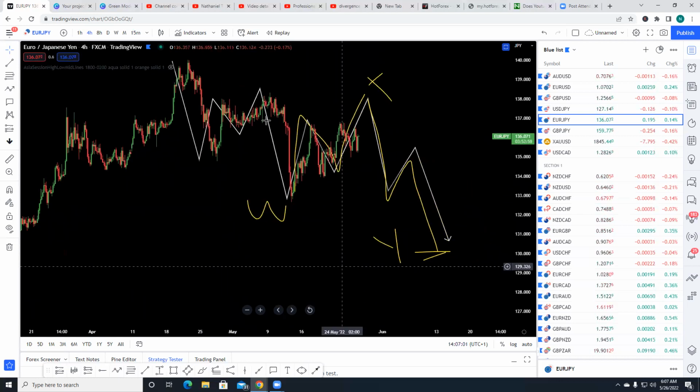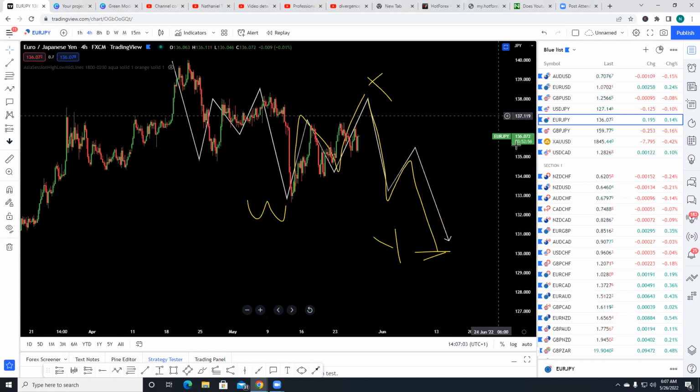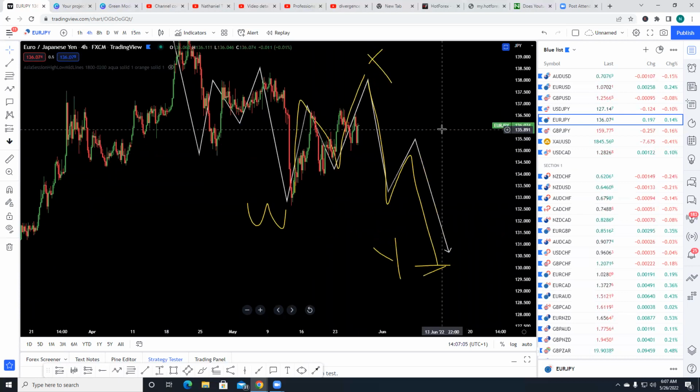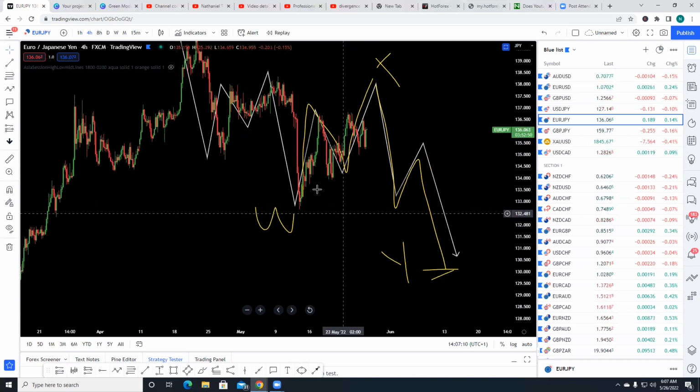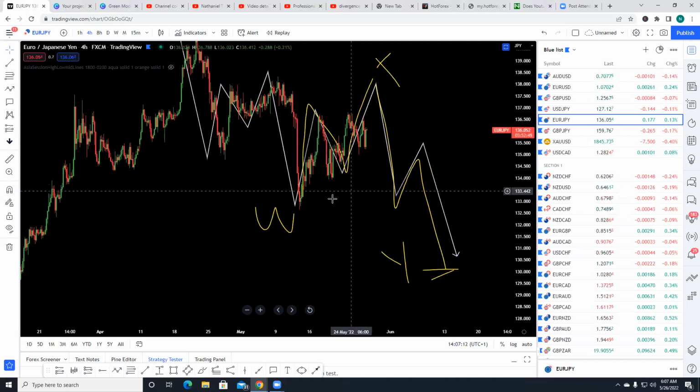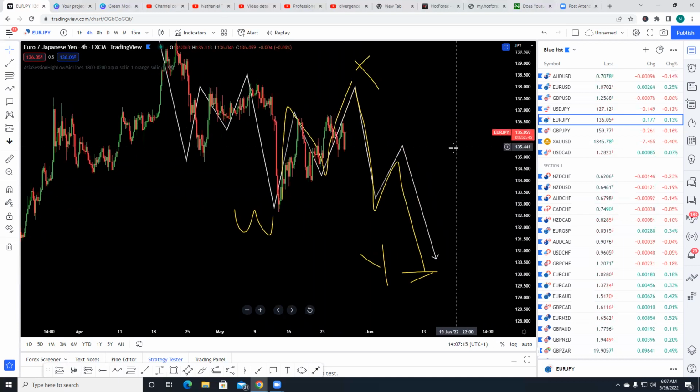Is that okay now? That is the first phase, the first part of my technical analysis guide. Know your pattern, know your structure. Okay, that is the first step.